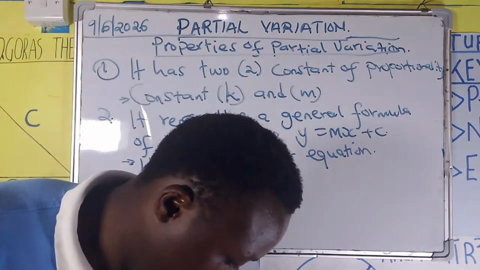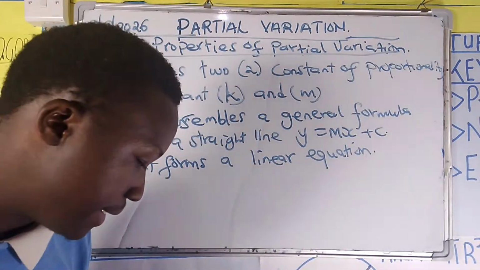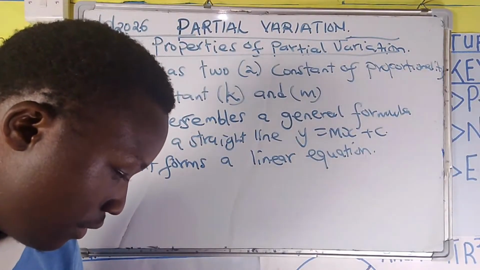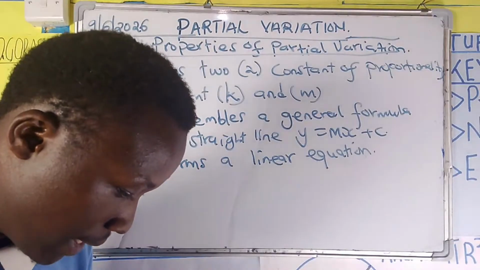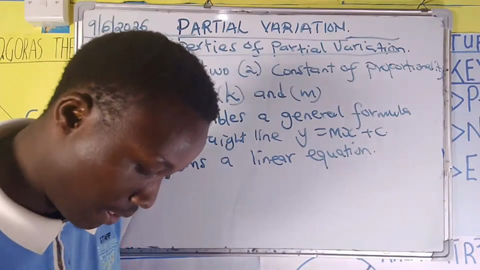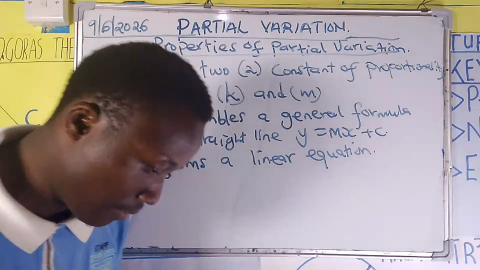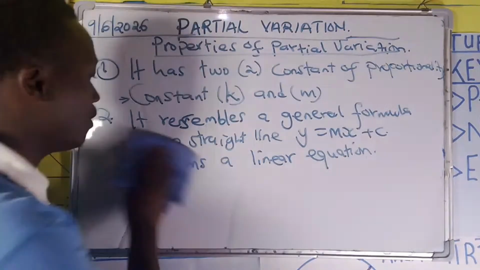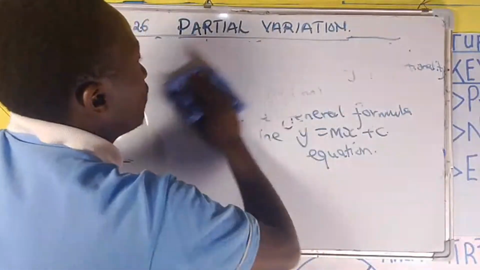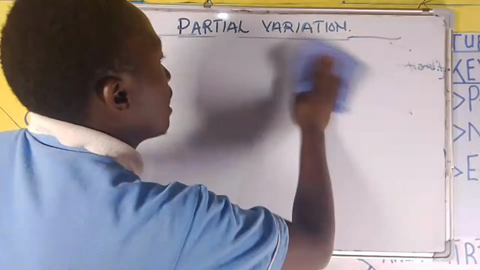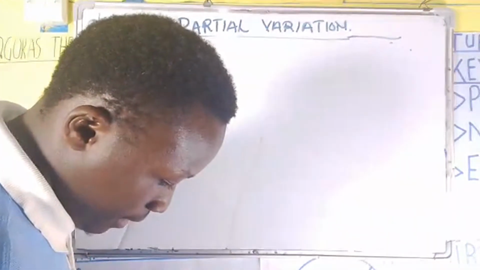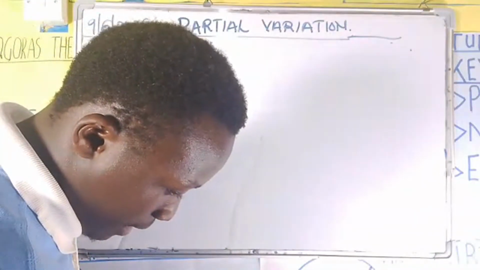So in this scenario, we are going to be doing some examples so that we can understand more on partial variation. I'm going to take my pen here so that we can now dive in and do some examples. So question number one.